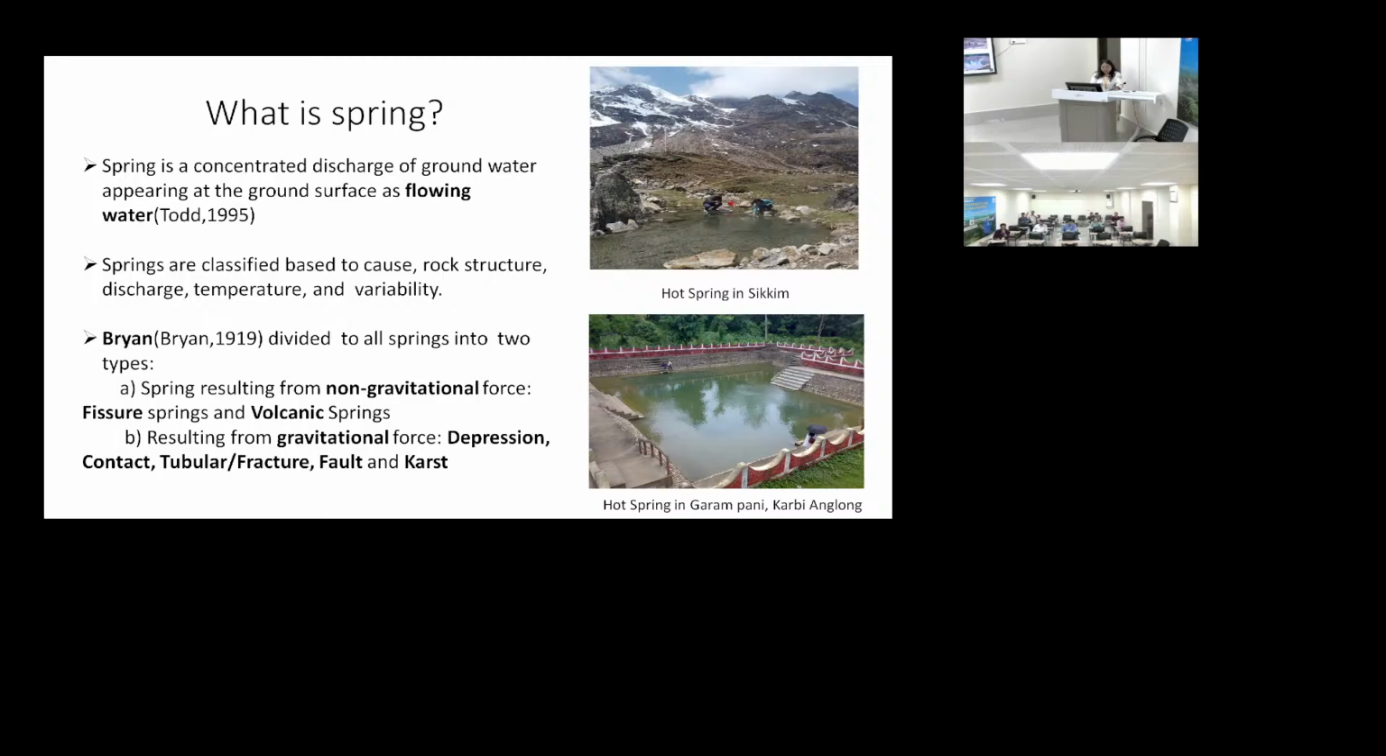And secondly, Bryan in 1919 classified springs into two categories based on the causative factors of gravitation: non-gravitational and gravitational. The most common type of non-gravitational spring is the hot spring, which occurs mostly in high altitude areas. We have one example from Assam in Karbi Anglong district. And for geological mapping, we'll basically be focusing on the springs generated from gravitational force, like depression springs, contact springs, fracture, fault, and karst topography springs.